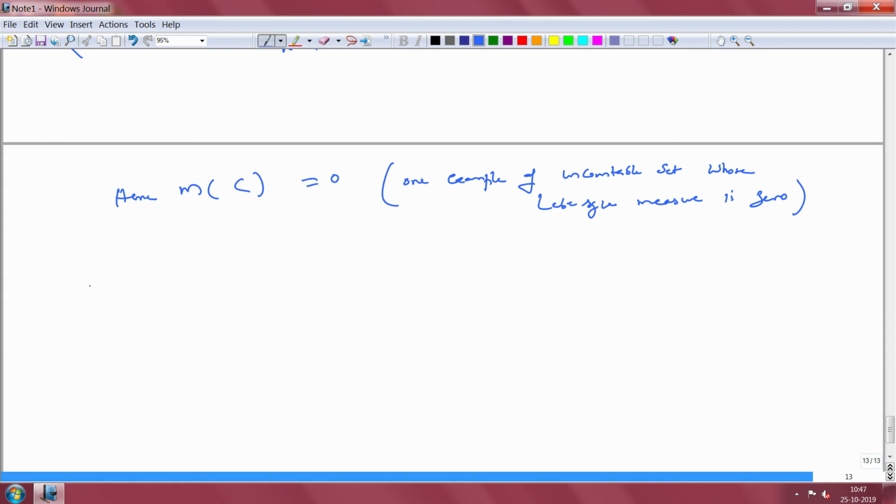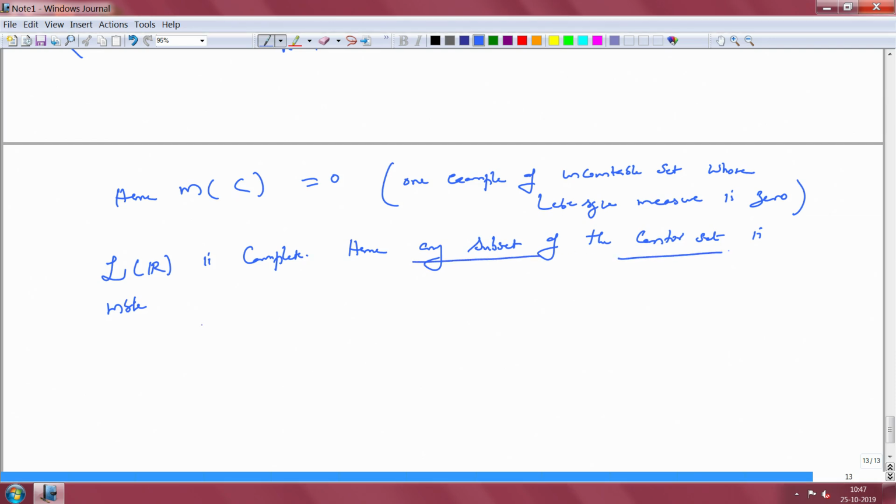Now, recall that the Lebesgue sigma algebra of the real line with respect to the measure m is complete. Hence, any subset of the Cantor set is measurable, because the Cantor set has measure 0. So, any subset of the Cantor set is measurable, because m of C is 0. That gives us a lot of sets in the Lebesgue sigma algebra.